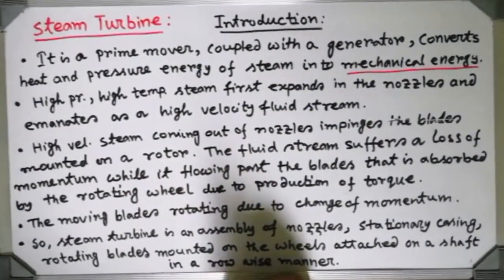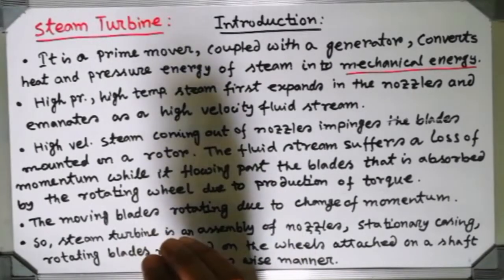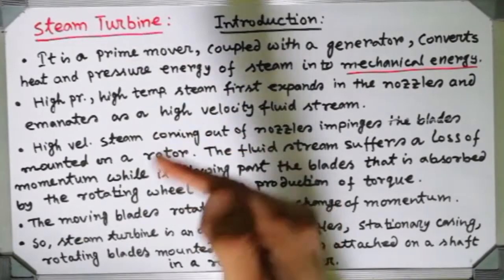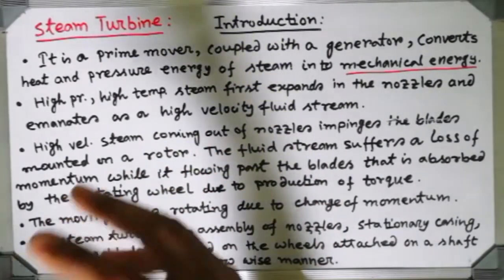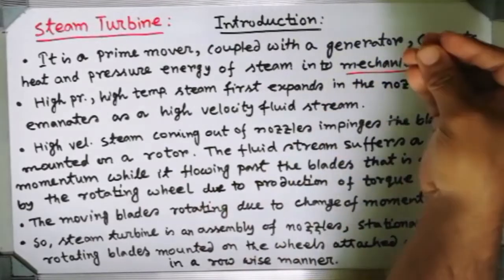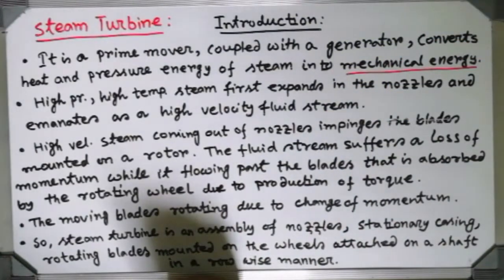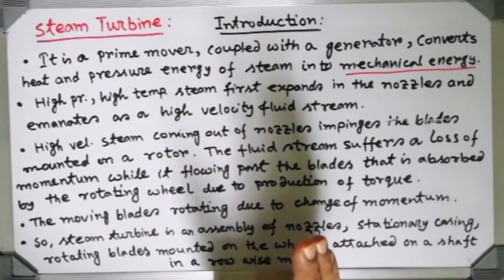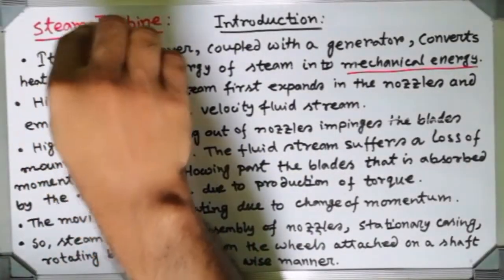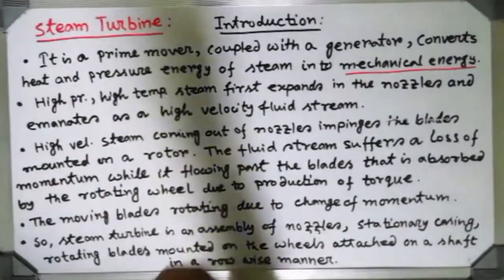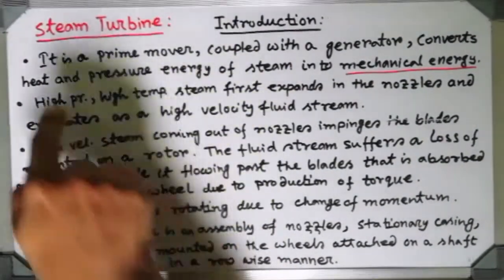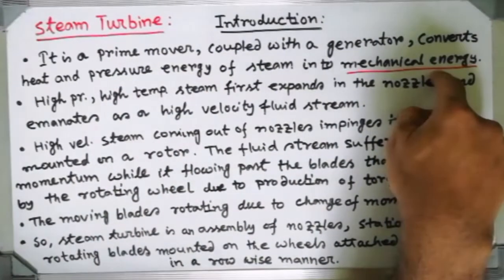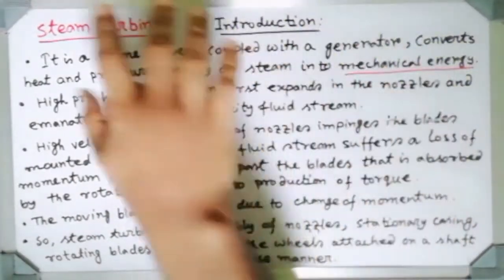While you are impinging that steam on the blade of the turbine, it will rotate. That rotation of the turbine will be transmitted to the generator. As a result, the output of the generator we are getting is electrical energy. So what does this turbine do actually? The turbine makes that conversion from heat and pressure energy into mechanical energy. That is the role of the steam turbine.